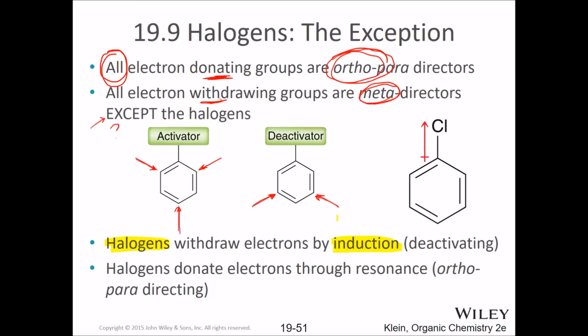Halogens withdraw electrons by induction, which you've seen before. Polar bonds. Halogens, however, donate electrons through resonance. So there are our two ways of getting electrons into and out of systems, induction and resonance. And since they donate through resonance, they're OP directing.